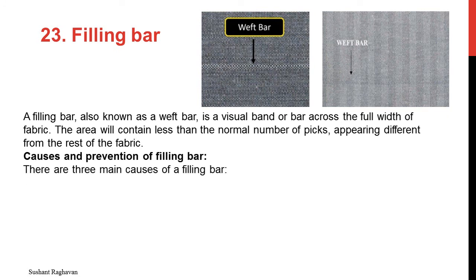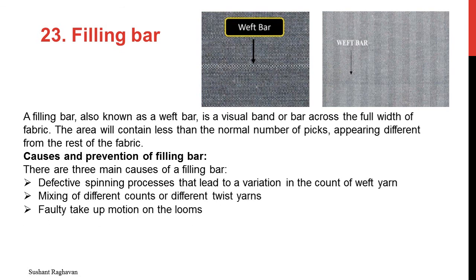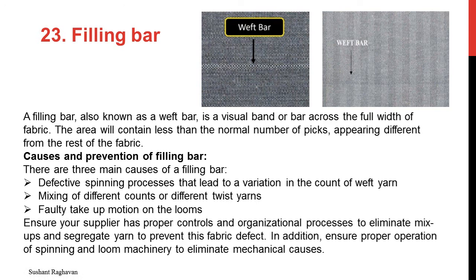There are three main causes of a filling bar. Defective spinning process that lead to a variation in the count of weft yarn. Mixing of different counts or different twist yarns. Faulty take-up motion on the looms. Ensure a supplier has proper controls and organizational processes to eliminate mix-ups and segregate yarn to prevent this fabric defect. In addition, ensure proper operation of spinning and loom machinery to eliminate mechanical causes.